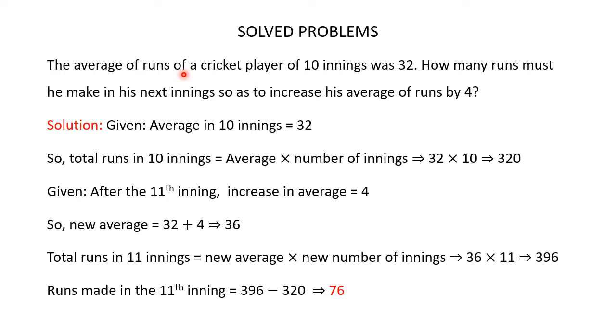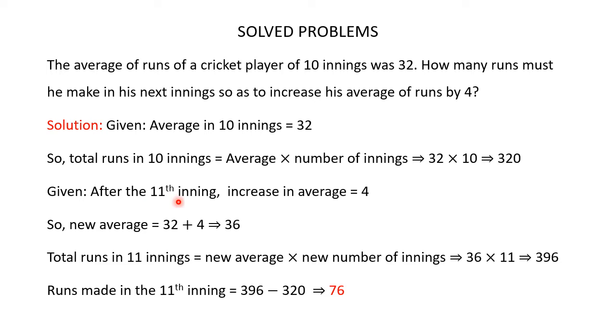The average of runs of a cricket player of 10 innings was 32. How many runs must he make in his next innings so as to increase his average by 4? Now it's given that the average in 10 innings is 32. So total runs in 10 innings is equal to average multiplied by number of innings, which is 32 multiplied by 10, that is 320. So total runs in 10 innings is 320.